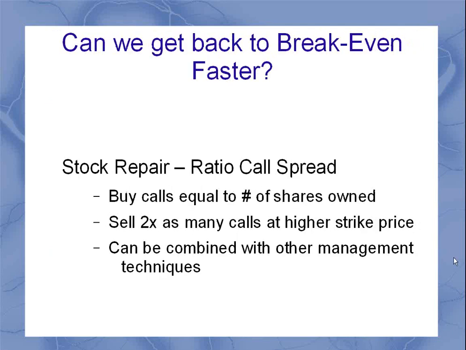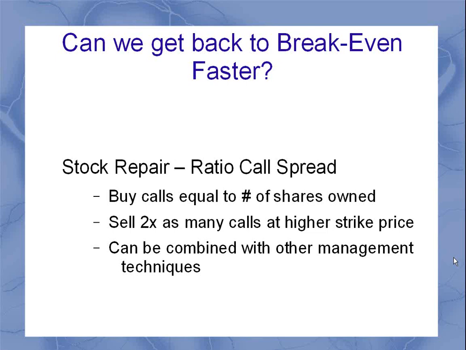Now, are there ways to get back to break even faster? Sure, there are some different ideas. We talked about the broken wing butterfly that we'll look at as well. Stock repair is a simpler way that might help you get back to break even faster. And what we do in the stock repair is look to buy calls at a similar lower strike price. So if I had a stock at 50 that dropped down to 44, I may be able to buy a 45 or perhaps even a 42.5 call and then sell twice as many of the higher strike, say the 45 or the 47.5.